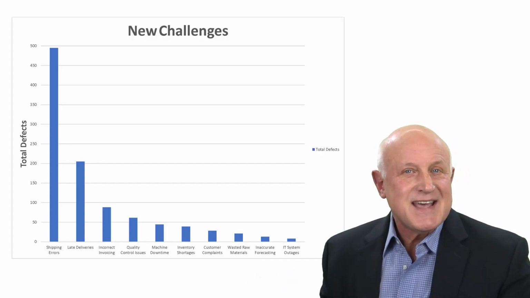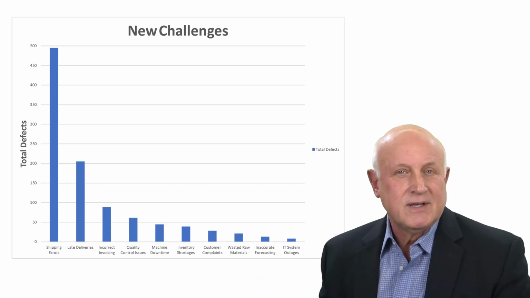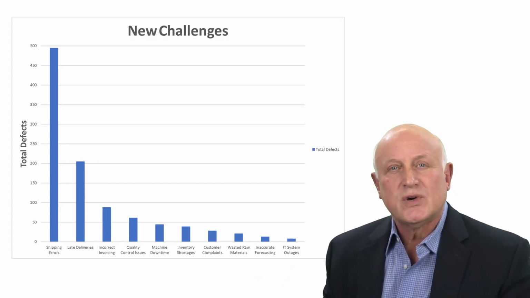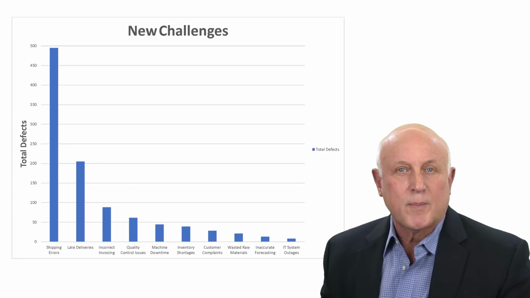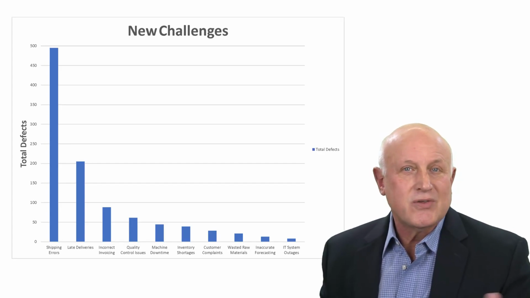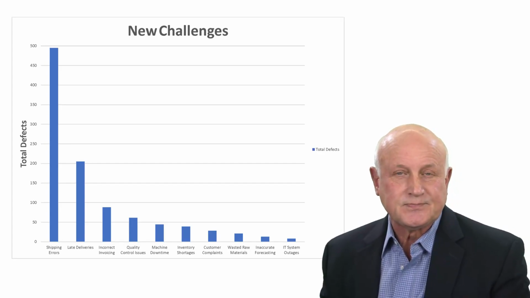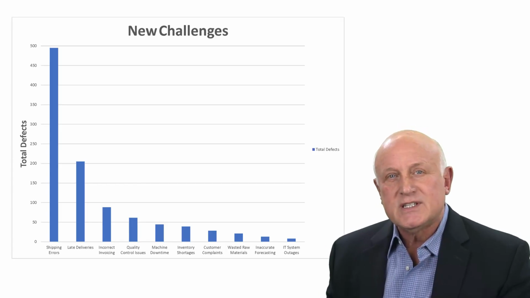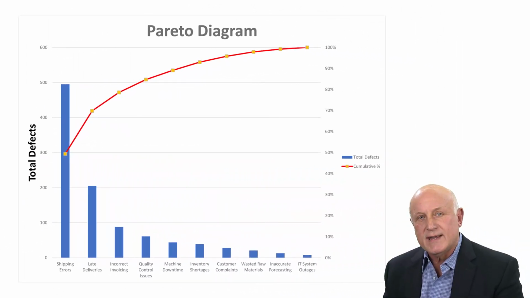But let's add one more component to this graph. And when we do, it becomes what is known as a Pareto chart or Pareto diagram, popularized by Vilfredo Pareto nearly 100 years ago. You know the old 80-20 rule? Let's add a cumulative percentage to the y-axis on the right.